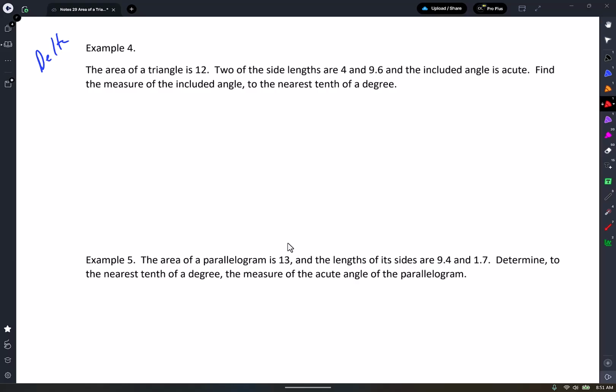The area of a triangle is 12. Two of the side lengths are 4 and 9.6, and the included angle is acute. Okay, so they're talking about that angle. Find the measure of the included angle to the nearest tenth of a degree. Not to scale.